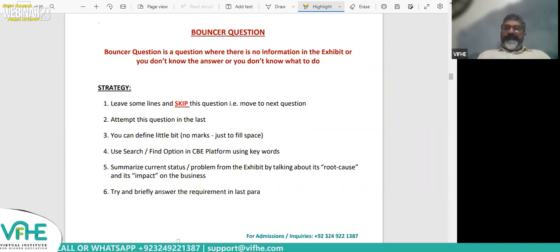Okay, so will you be able to identify a bouncer question? Some students ask me, sir, how can I identify a bouncer question? It's very simple. You will have no clue what to do. So for any question where you don't understand what to do, it's a bouncer for you. As simple as that.